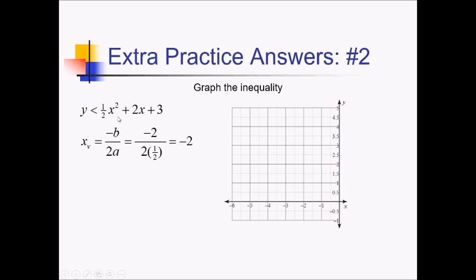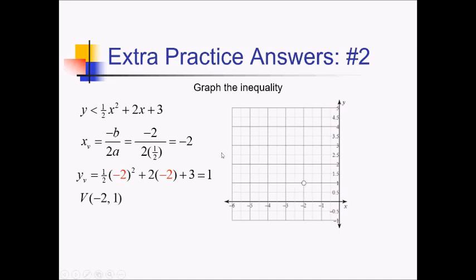Plugging that back in to get the y value, we have negative 2 squared, which is 4. Half of that is 2. This is going to be 2 minus 4 right here, so that's negative 2. Negative 2 plus 3 gives us positive 1. So we have a vertex of negative 2 comma 1. And then the dots, since we have no equals on the inequality, those are going to be open dots. So at negative 2 comma 1, right here is our vertex, open dot.